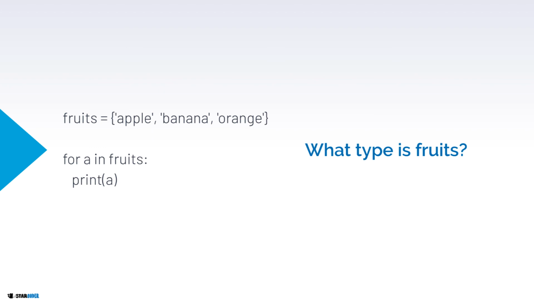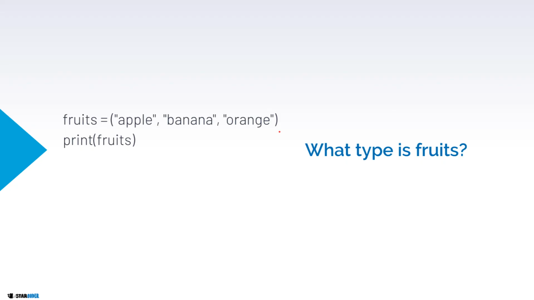Now, what type is fruits? What type of collection is it? So we see these curly brackets, and that means it could either be a set or a dictionary. However, since we don't have a key and there are no colons, the value of fruits is actually going to be a set. So if we go for A in fruits, print A, we're just going to print out these strings, and the type of fruits is a set.